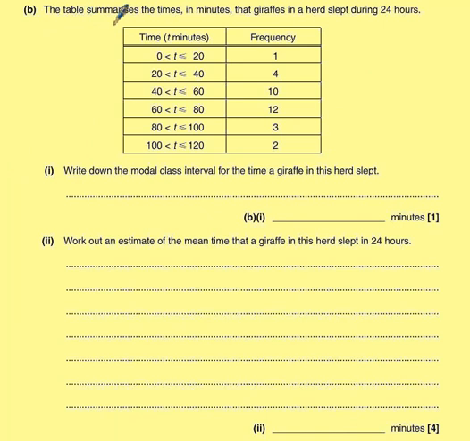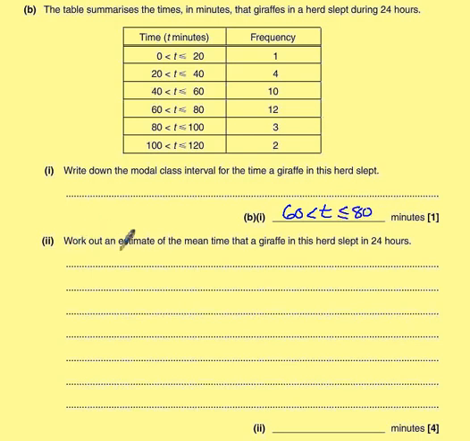Part B. The table summarises the times in minutes that giraffes in a herd slept during 24 hours. Write down the modal class interval for the time a giraffe in this herd slept. Now, mode means the most frequent, so which is the largest frequency? The largest frequency is 12, in the class interval where the time it slept for is greater than 60, less than or equal to 80.